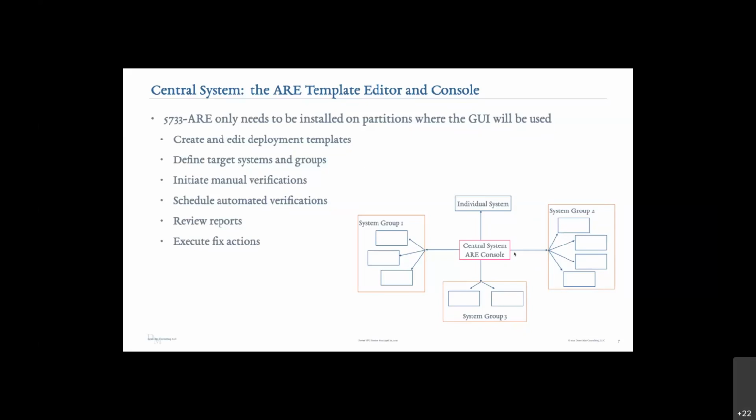So if we look at this little graphic I had built, if you go out and run a verification on system group 2, there will be a report for each system or each partition in that group. The report is actually stored back here on the central system. So you can just log into the central system, go to that group, look at the results of the verification and see the reports. So you don't have to go out to the endpoints to look at the results. It's all there on the central system for you. And we'll talk about fixed actions as we go through the demo as well.